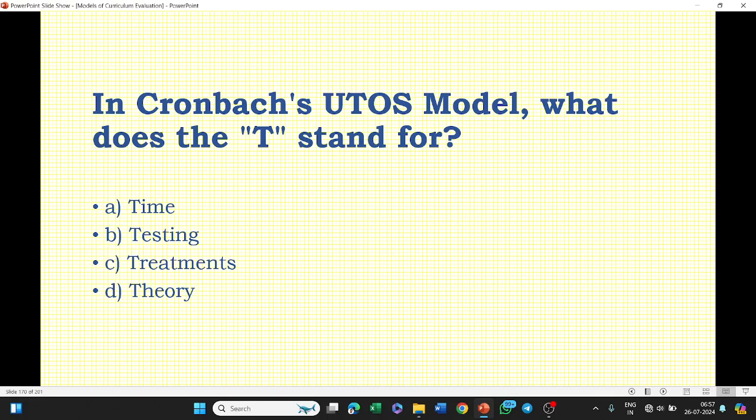In Cronbach's UTOS model, what does the T stand for? Options: time, testing, treatment, theory. The answer to this question is option C, that is treatment.